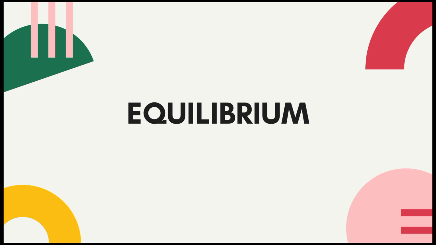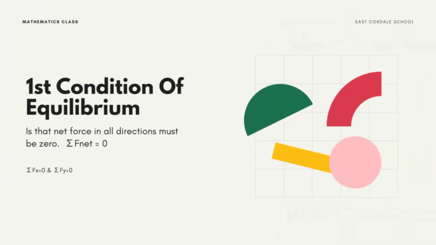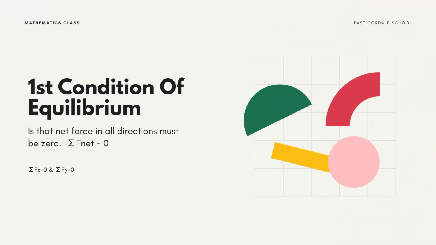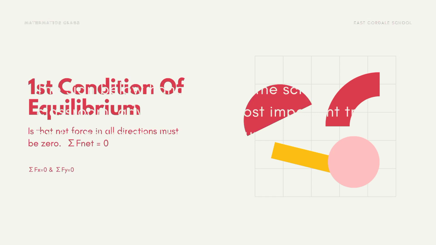where the first condition of equilibrium is that the net force in all directions must be zero. If the sum of all forces acting consequently on a body is equal to zero, then the body must be in static equilibrium, where the summation of net force is equal to zero. So let's start with case number 1.